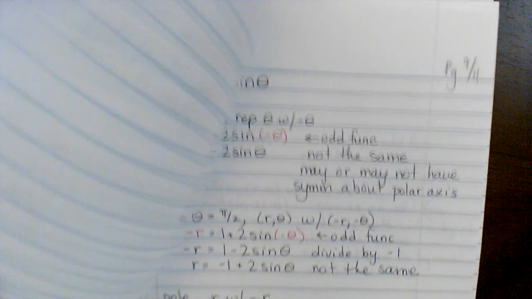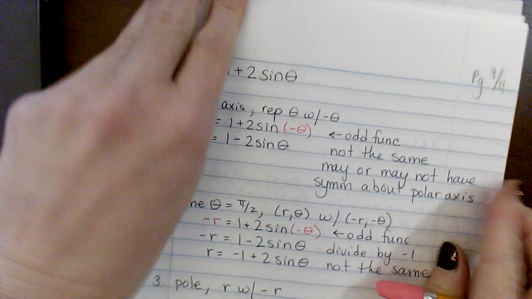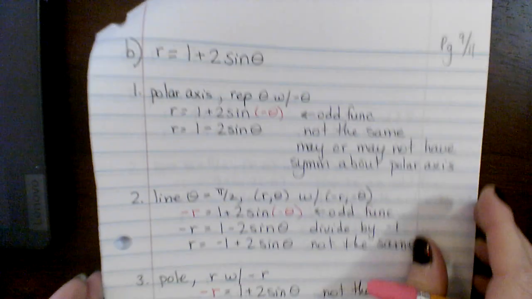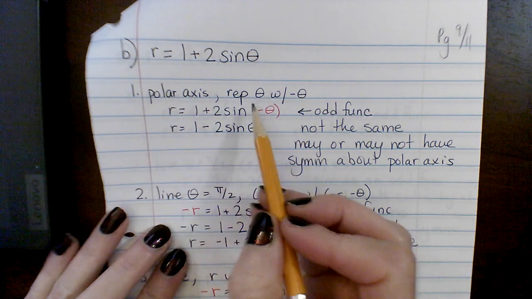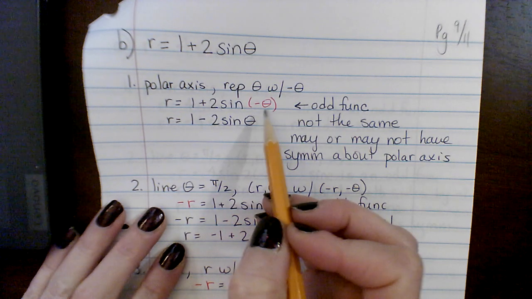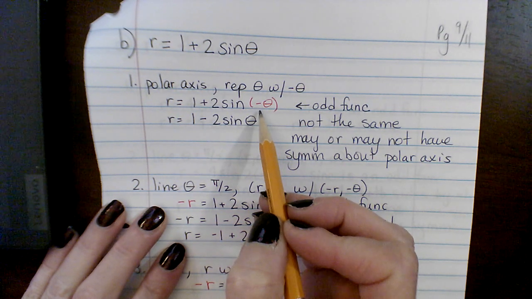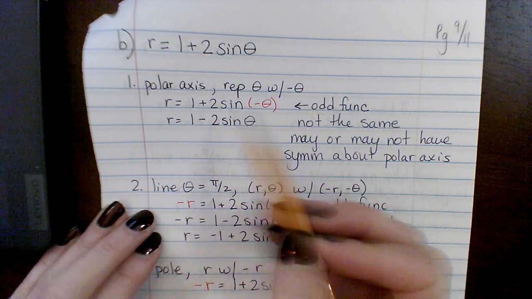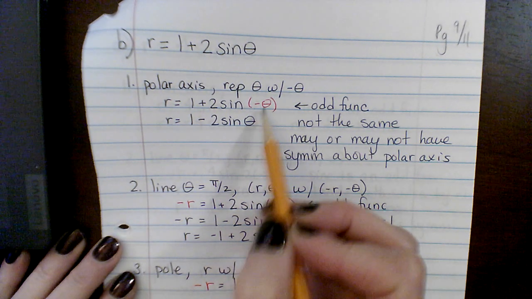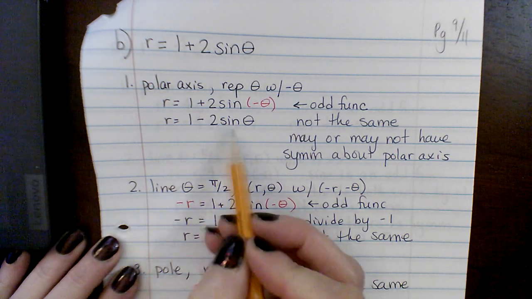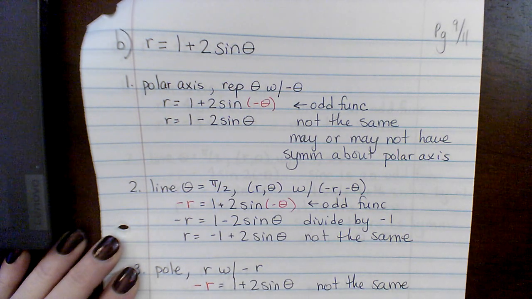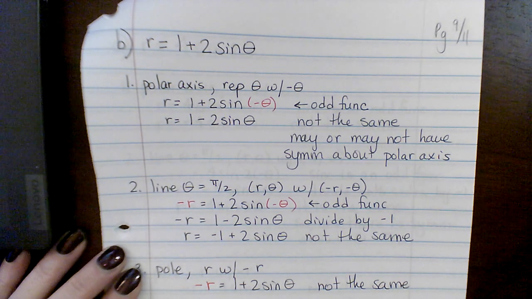All right, let's do another one. Let's go with 1 plus 2 sine theta. Let's start off with the symmetry again. Same 3 symmetries: polar axis, theta equals pi over 2, and the pole. So for the polar axis, we're going to replace theta with negative theta. The sine function is an odd function, so that means the sine of negative theta is negative sine theta. That is not the same as the original, so inconclusive. We know nothing about that symmetry.